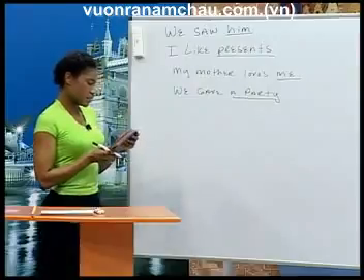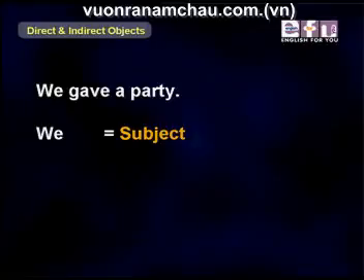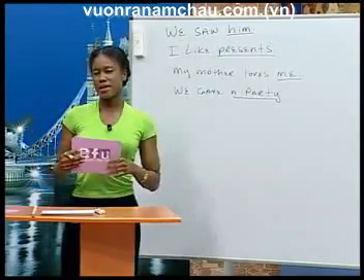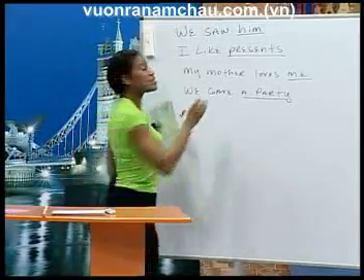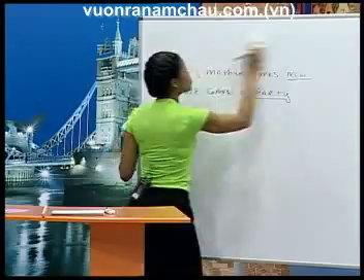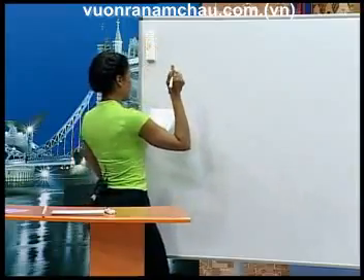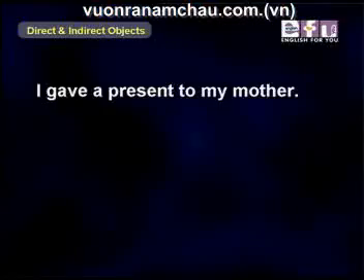Alberto, the last one. We is the subject, gave is the verb, and a party is the direct object. Good job, everyone. Now let's talk about indirect objects. So here is a sentence with both a direct object and an indirect object so that you can understand the difference. I gave a present to my mother.